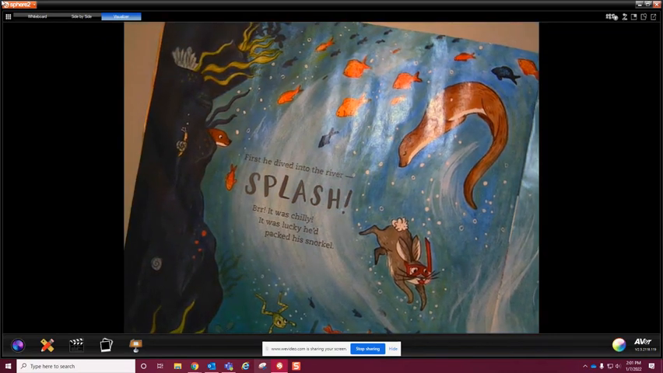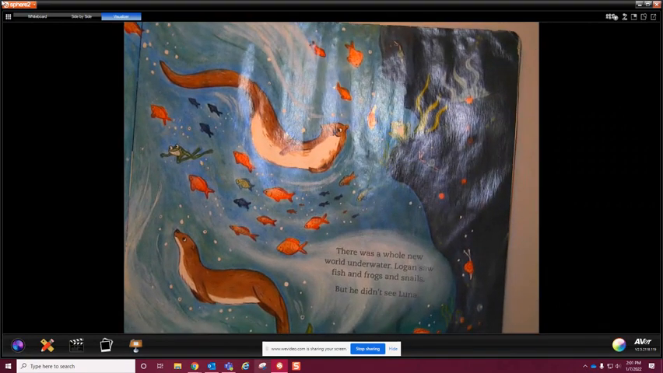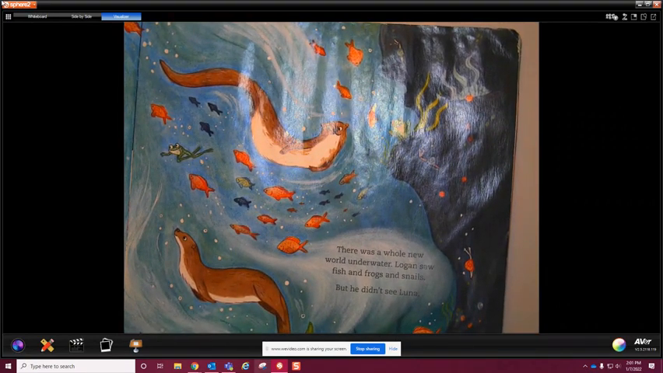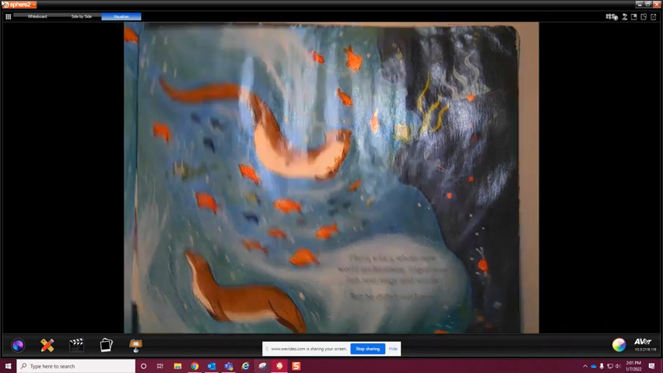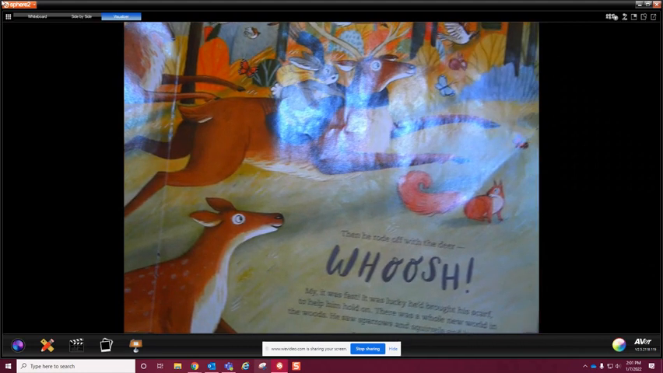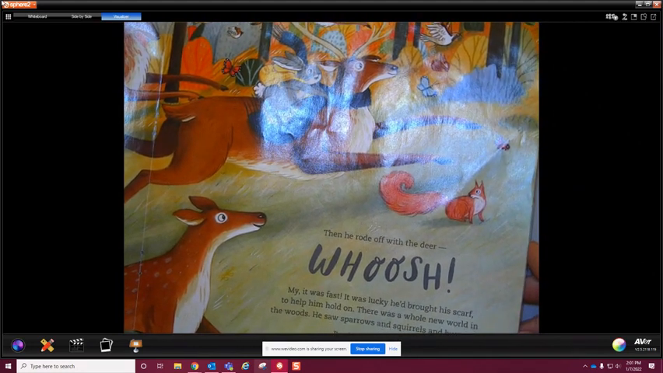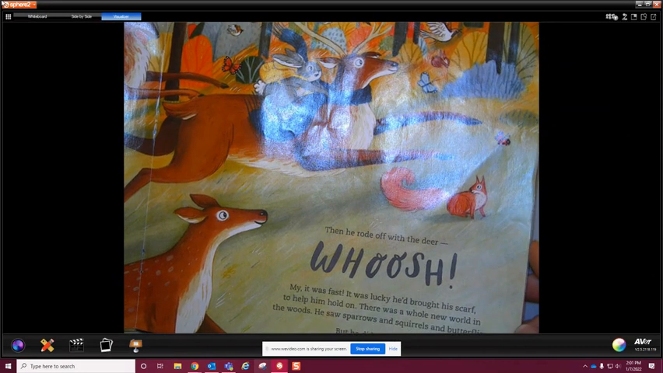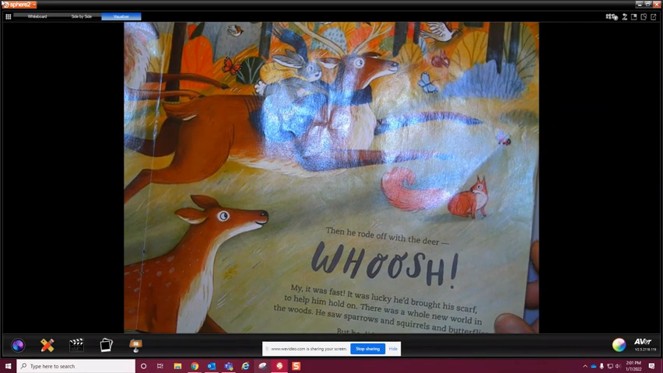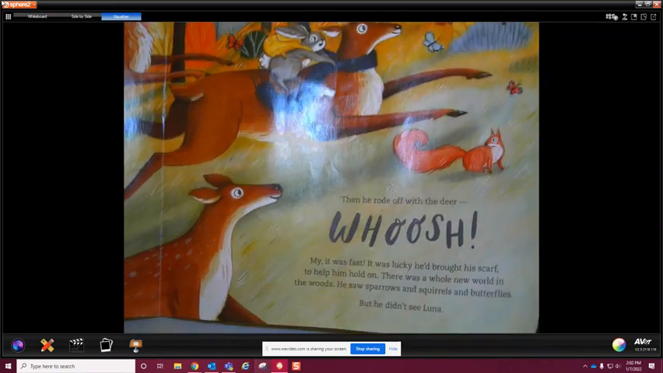First, he dived into the river. Splash! Brr, it was chilly. It was lucky he'd packed his snorkel. There was a whole new world underwater. Logan saw fish and frogs and snails, but he didn't see Luna. Then he rode off with a deer. Whoosh! My, it was fast. It was lucky he'd brought his scarf to help him hold on. There was a whole new world in the woods. He saw sparrows and squirrels and butterflies, but he didn't see Luna.